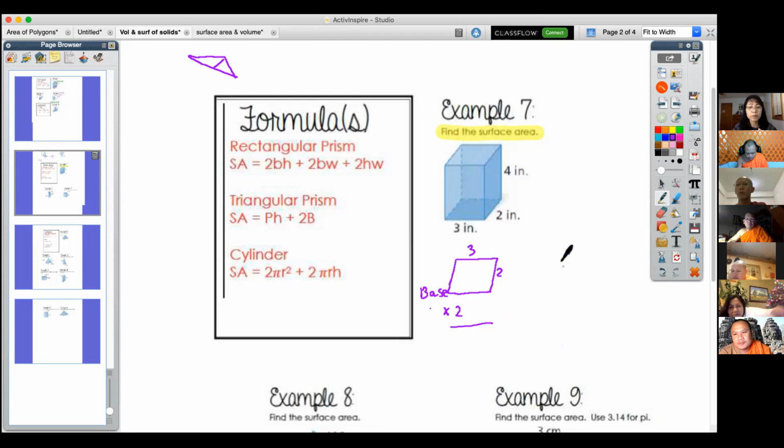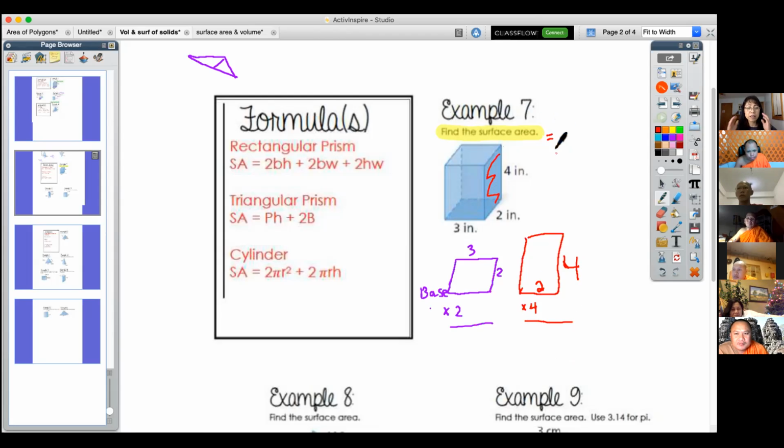Then you have this wrap around. What shape is your wrap around? Also a rectangle. How many rectangles to make the prism? 4. Nice job. So when you find 1, you multiply by 4 because you have 4 faces. The height here is 4, the base of your wraparound rectangle is 2. Now you take the top and the bottom plus the 4 wraparound, and that is your total surface area.